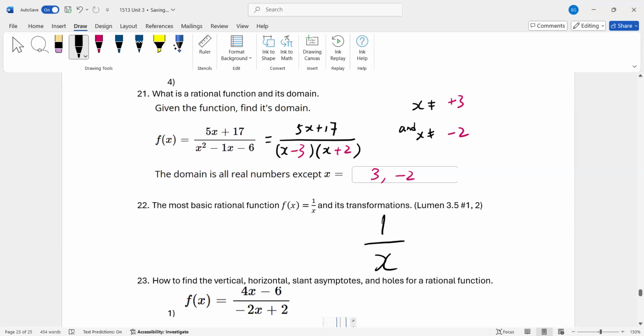We want to look at the graph of this rational function and its transformations. We should remember the graph of the reciprocal function. It has 2 branches, in quadrant 1 and quadrant 3. One branch looks like that, and the other branch looks like this.